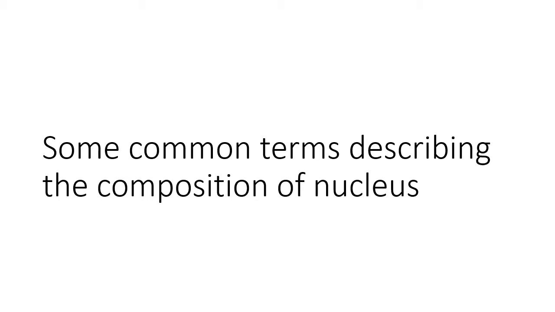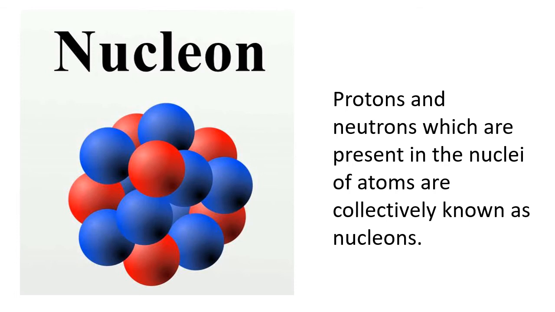Some common terms describing the composition of the nucleus. So the first term is your nucleon. What is a nucleon? Protons and neutrons which are present inside the nucleus or nuclei of an atom are collectively known as nucleons. So the protons and the neutrons which lie inside the nucleus are known as your nucleon, or I can say the fundamental particle inside the nucleus, which can be a proton or neutron. These fundamental particles are known as your nucleon.